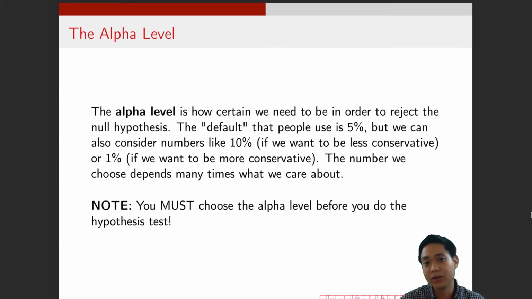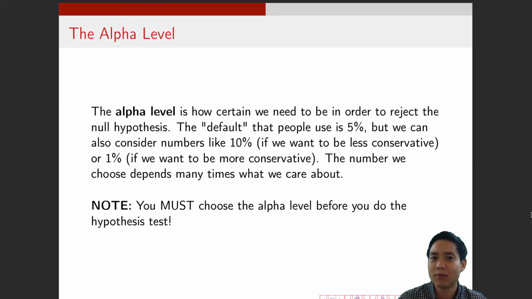The alpha level, now moving on to the second step, is just how certain we need to be in order to reject the null hypothesis. So basically, let's say there's a 2% chance that you get your sample if the null hypothesis is true. Is that unlikely enough? It seems pretty unlikely, right? If there's only a 2% chance that we observe a sample, then our null hypothesis probably isn't true. It's probably something different. Remember, we're assuming the null hypothesis is true, and then trying to see how likely our data, our sample, are.